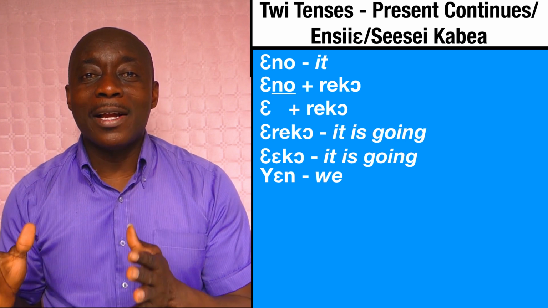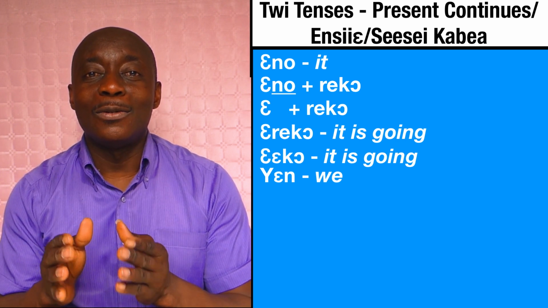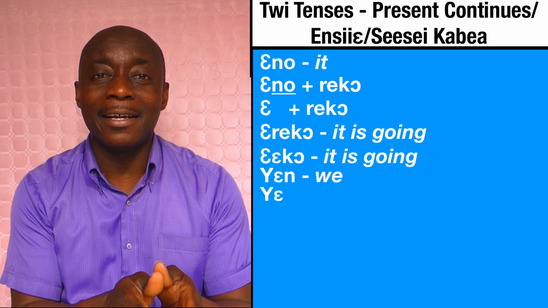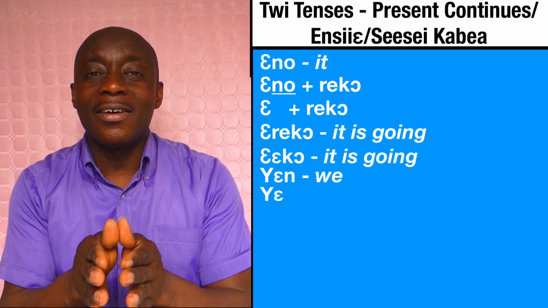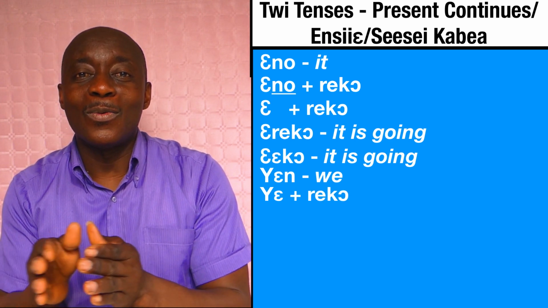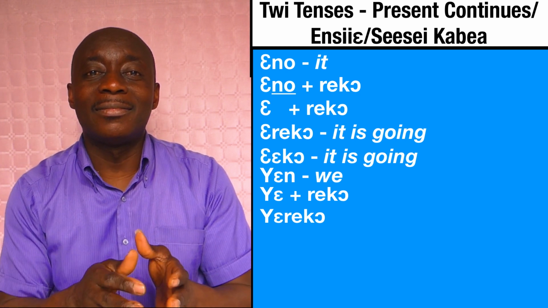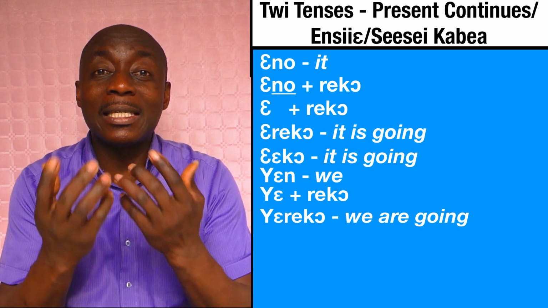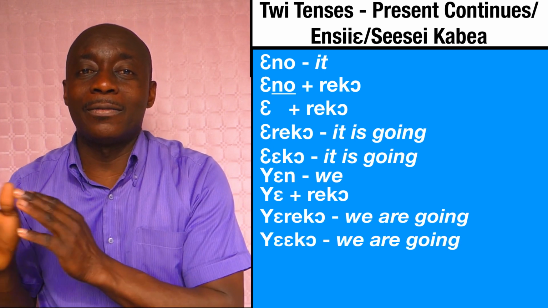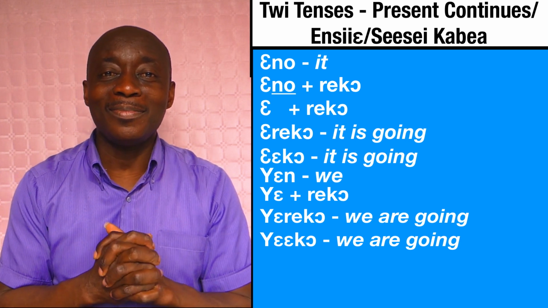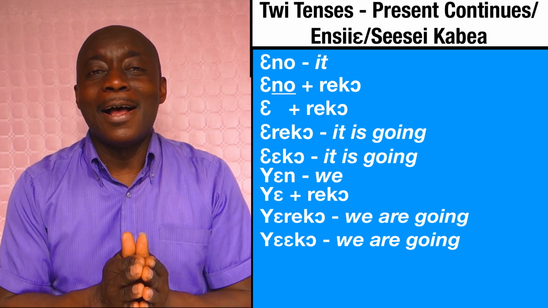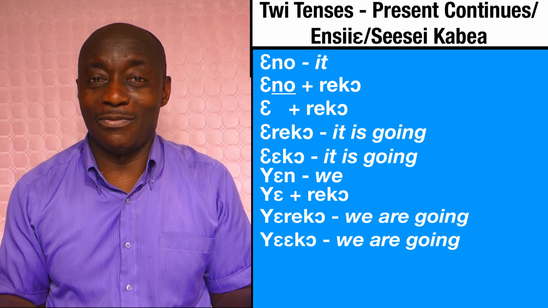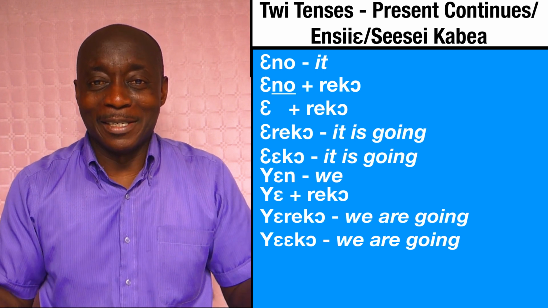Good. Let's now take some of the plural pronouns like we, yen. Yen, when acting as a subject to a verb, will lose the n and it will become ye. So ye plus reko, we will get yereko. We are going. However, we will say yeko. We will not say yereko. When you say yereko, you'll be understood all right, but you will not sound native. That is the point.